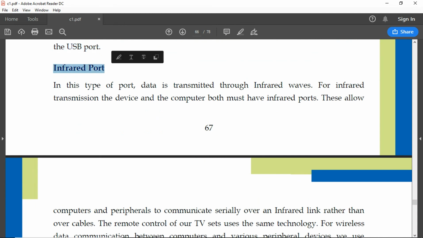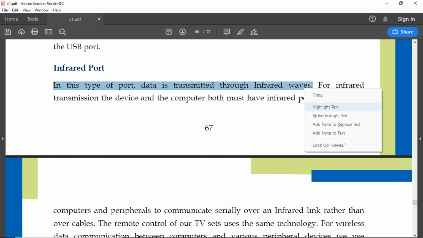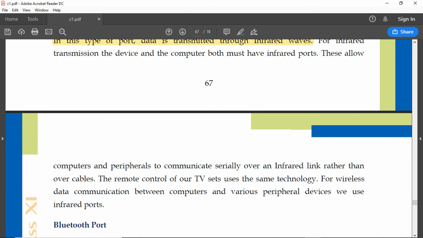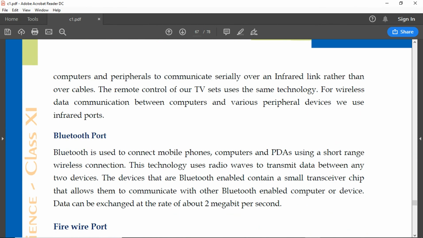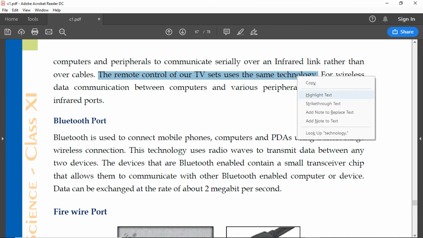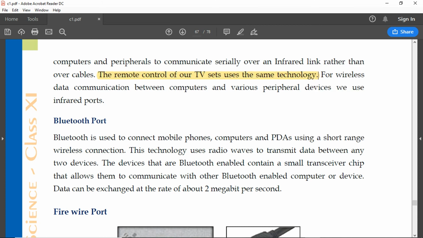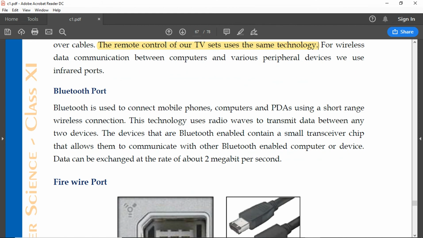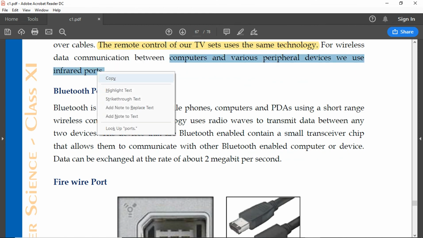Infrared port. In this type of port, data is transmitted through infrared waves. For infrared transmission, the device and the computer both must have infrared ports. These allow computers and peripherals to communicate serially over an infrared link rather than over cables. The remote control of our TV sets uses the same technology. For wireless data communication between computers and various peripheral devices, we use infrared ports.